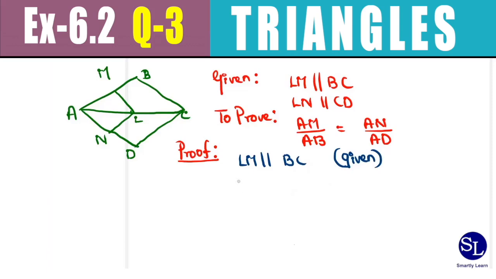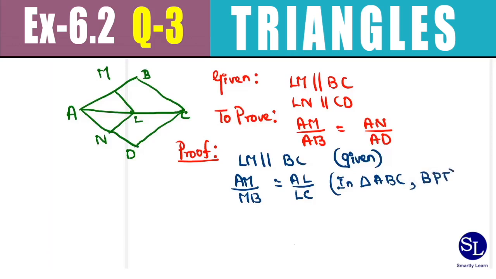Our understanding according to BPT is AM divided by MB is equal to AL divided by LC. Why am I taking this triangle? In triangle ABC, this is my statement. Why? Because this is according to BPT. So give a justification as to why you're writing that particular statement there. Let's mark this as equation 1 because we are going to refer back to the statement sometime later.